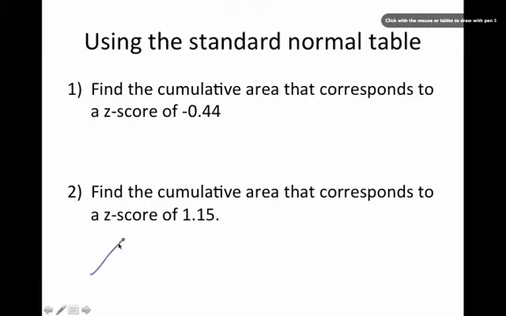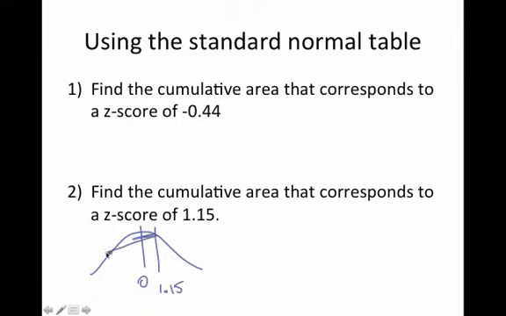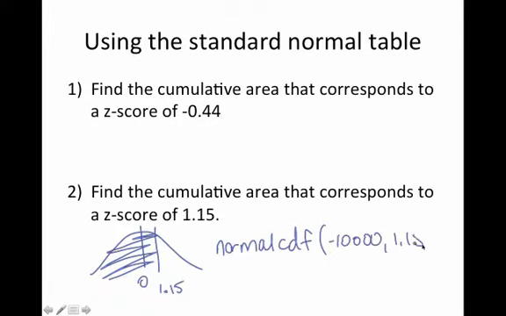We want to find the cumulative area that corresponds to a z-score of 1.15. Well, here is my mean at 0. 1.15 is to the right of the mean of 0. And I want to find the cumulative area under the curve. So what I'm going to do is put into my calculator normal CDF, negative 10,000, comma 1.15.